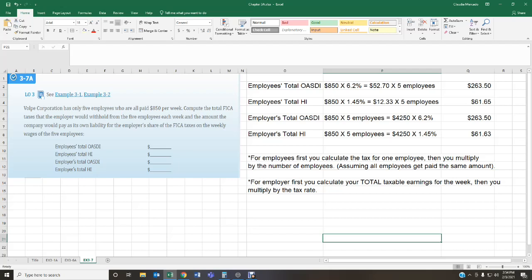Sometimes the calculations will be the same, which is the case for OASDI. Sometimes they're going to differ, like we see here for HI. For the employees, it's $61.65. For the employer, it's $61.63. Be very careful on your rounding. A lot of students have issues because they don't round or they round incorrectly. Rounding is very important. So that is a super easy exercise. It's just a matter of identifying the differences in how to calculate the different taxes for both the employee and the employer. So that is basically it for this lecture.